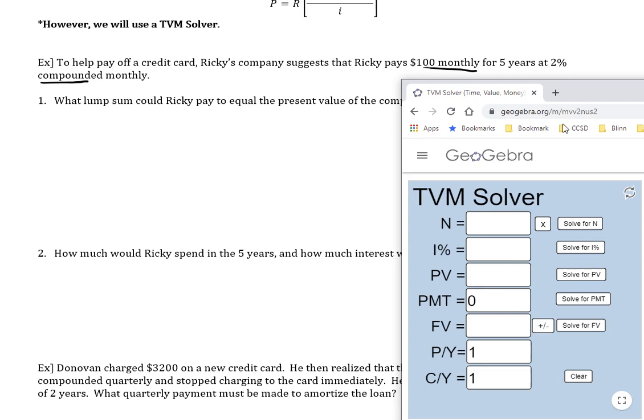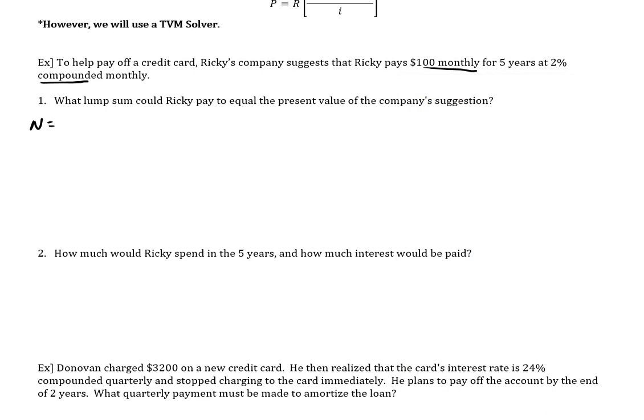So first thing though, as soon as I see compounded and the monthly payment type stuff, I know all of these letters are important to us, all these variables, so I'm going to copy them. So we have our N equals, I% equals, present value equals, payment equals, future value equals, payments per year, or the number of times compounded per year. So that's what those are.